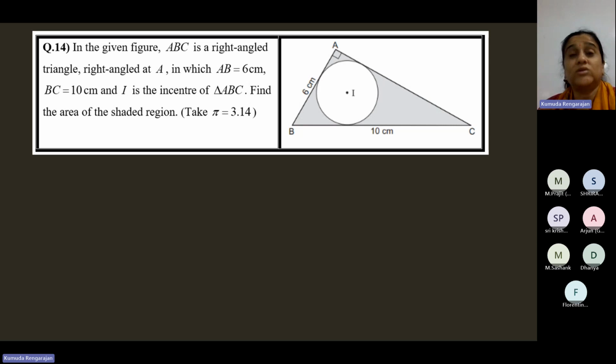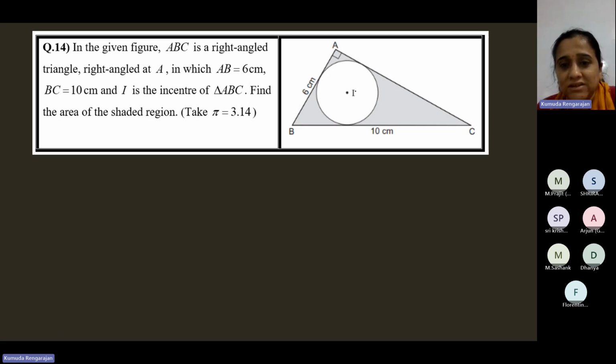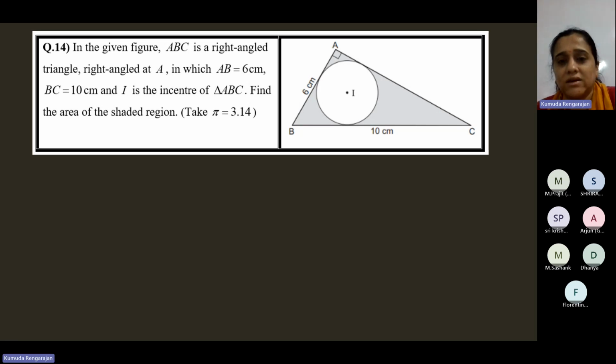So I was telling you that for the circle, we don't have the radius. That's what we have to find. So the idea is you need to connect the incenter, it's marked I. Why I? Because it's the incenter. You can also call it O, but it's called I because it's the incenter, because it's the incircle. The triangle is a right triangle. Now join IA, IB, IC.